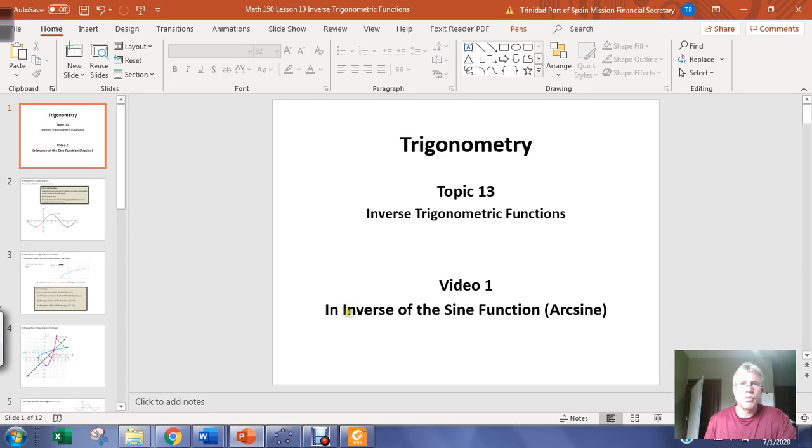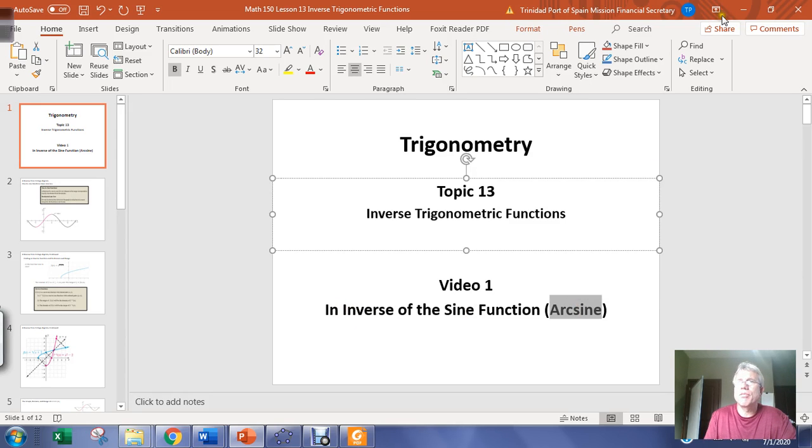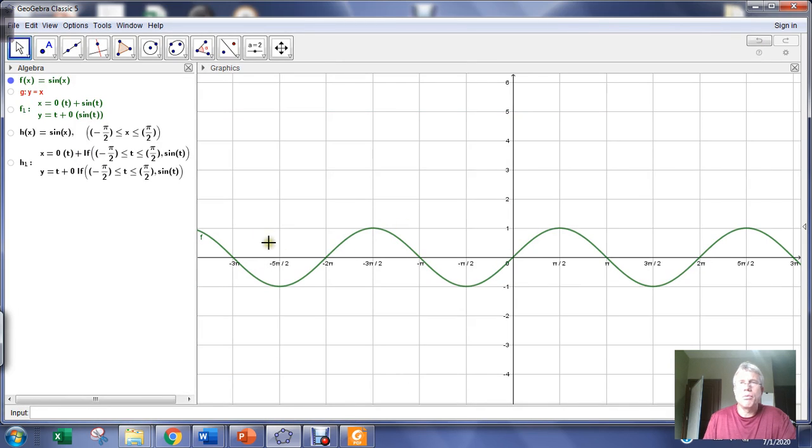So in this video, we want to look at the inverse sine function, or the arcsine function. So here's the basic idea. We've already developed the graph of the sine function, and what we want to do is look carefully at coming up with an inverse function for the sine function.